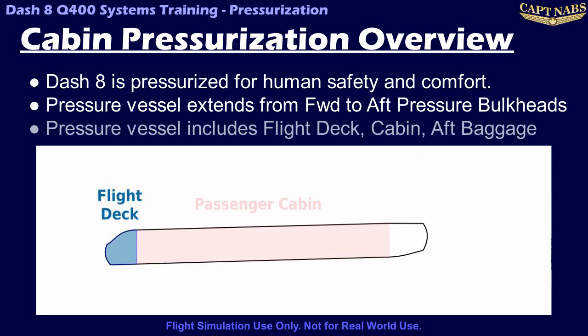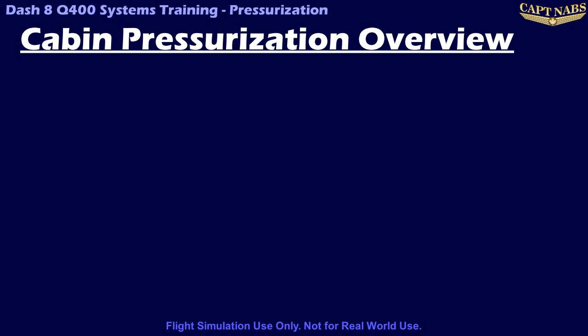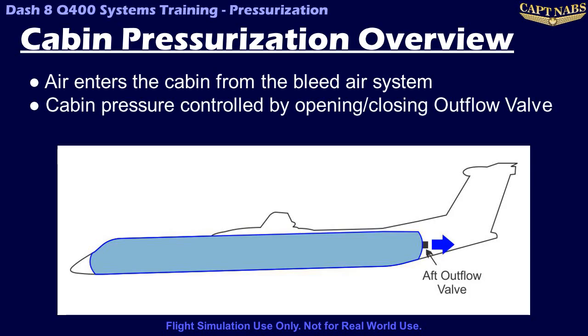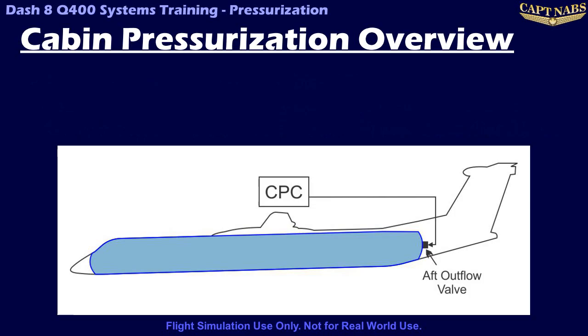The -8, like most other pressurized airliners, is pressurized by forcing bleed air into the cabin. For more information on the bleed system, see the pneumatics module. The cabin pressure itself is modulated by regulating the amount of air leaving the cabin through an outflow valve. The outflow valve is controlled by a cabin pressurization controller, or CPC. A series of other valves located around the pressure vessel provide additional safety releases for the aircraft pressure vessel.